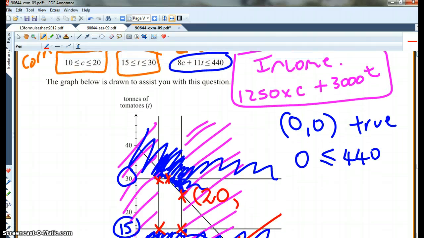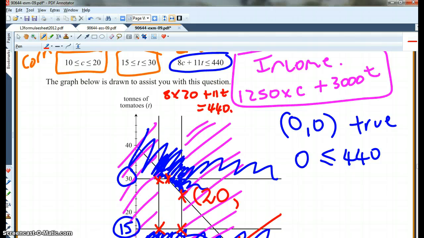8c plus 11t equals 440. So we've got the c is 20, yeah? So we're going to have 8 times 20 plus 11t equals 440, and we're solving for t. What's another way of doing this?